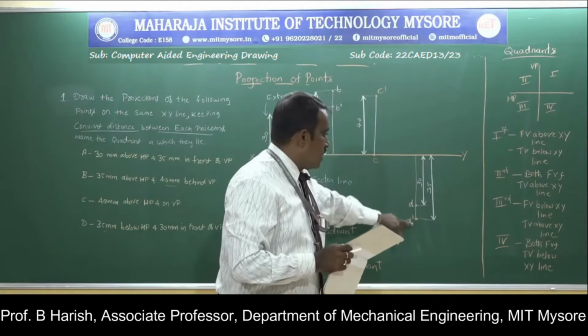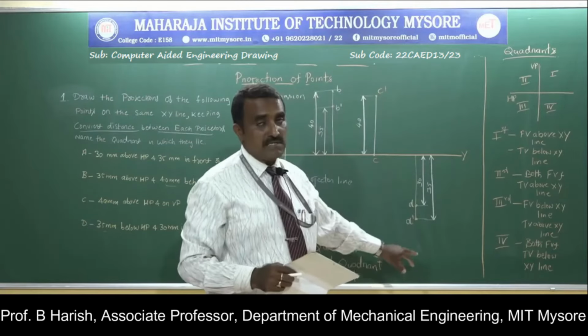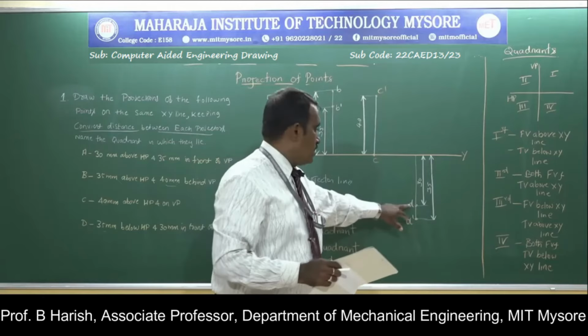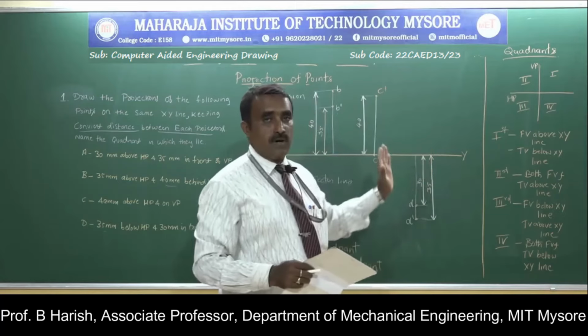So here once again, looking at the quadrant, this will be D dash. The point is given as D dash because it is the front view, and this is point D. So this is how we can draw the projections of the given point.